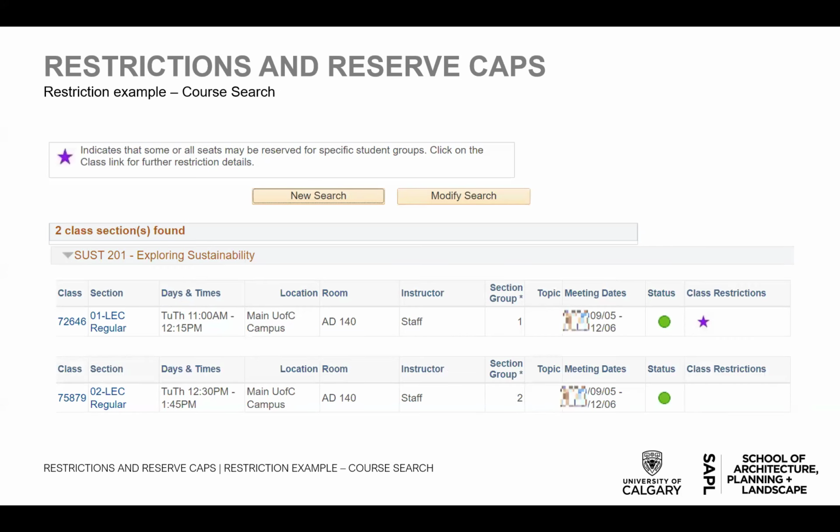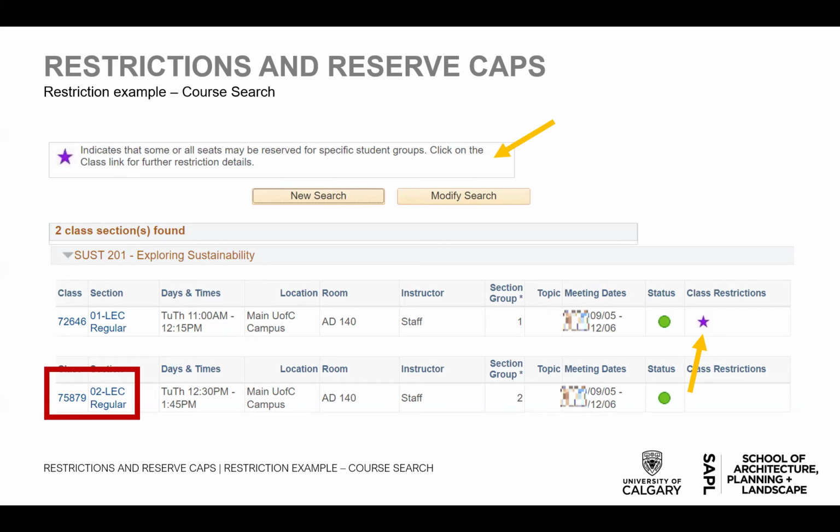I recommend using Course Search when reviewing course restrictions because I find it easier to view all the information. Here we'll look at Sustainability 201 again via this system. When you look up a class on Course Search and you see a purple star, it means that there's a restriction and/or reserve cap in place. You'll notice that Course Search generally will have a reminder of what the purple star means. To look at the restriction details, click on the course for more information.